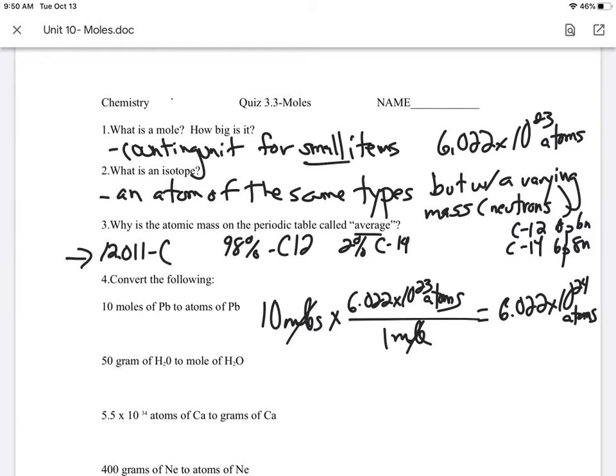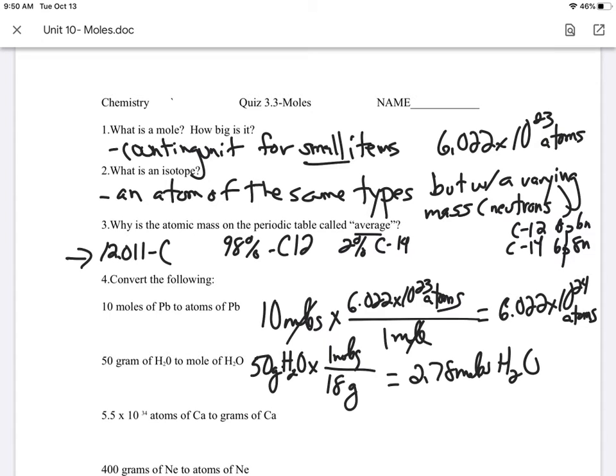All right, the next one here, I've got 50 grams of water to moles of water. Well, 50 grams of H2O times, I know that 1 mole of H2O is 18 grams. So then that works out to be roughly 2.78 moles of water.